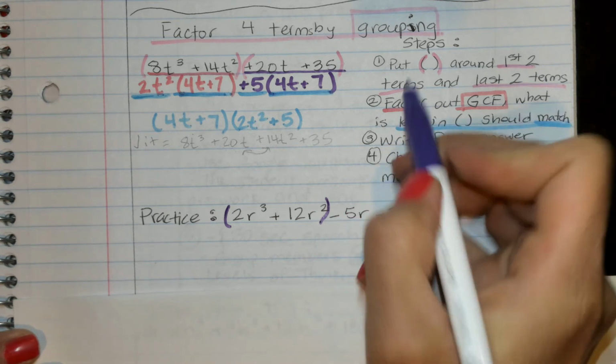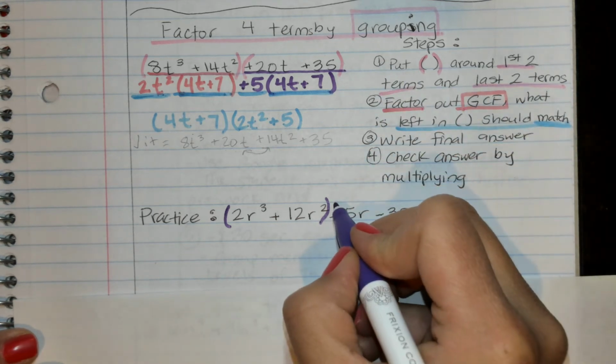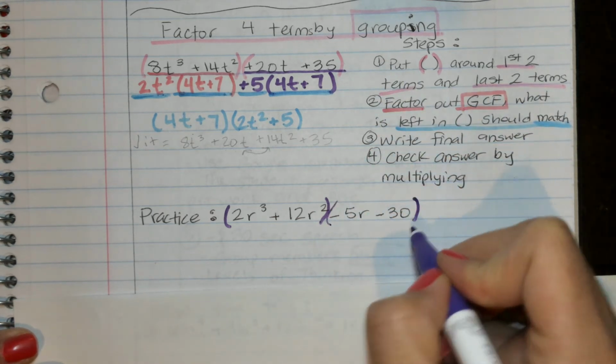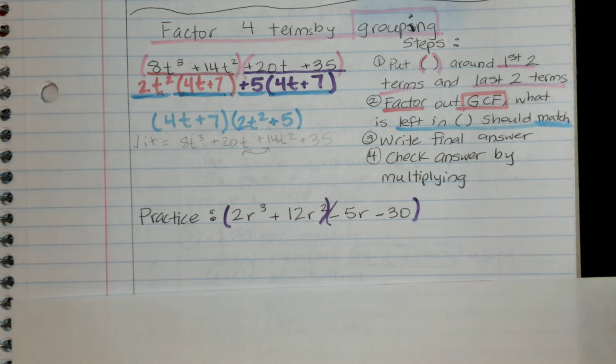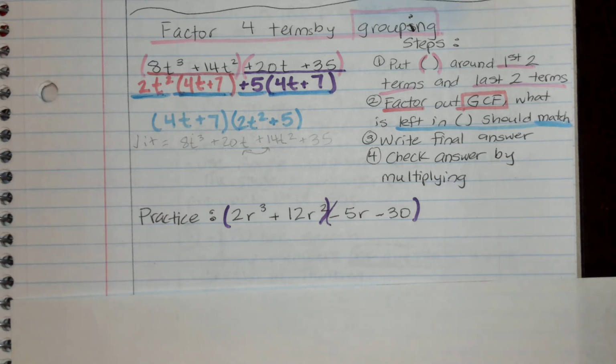So group the first 2, step 1, and then group the second 2. I'm very careful. I want to make sure I include that negative. That 5r is negative. And then I factor out the GCF, step 2. I'll keep the same colors.